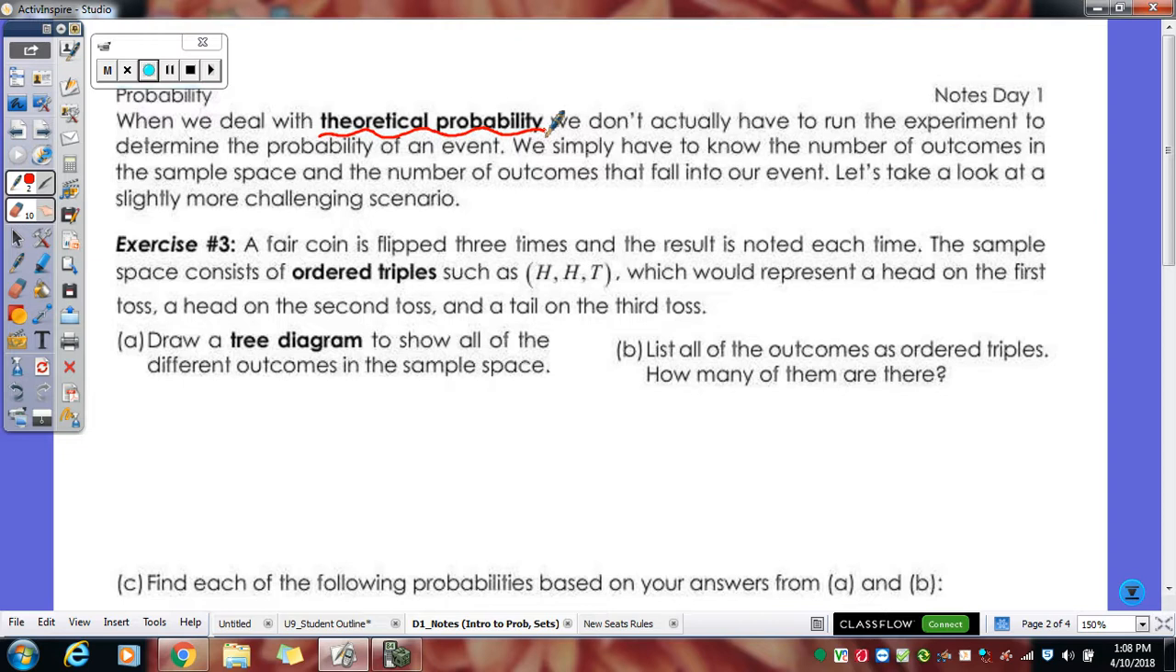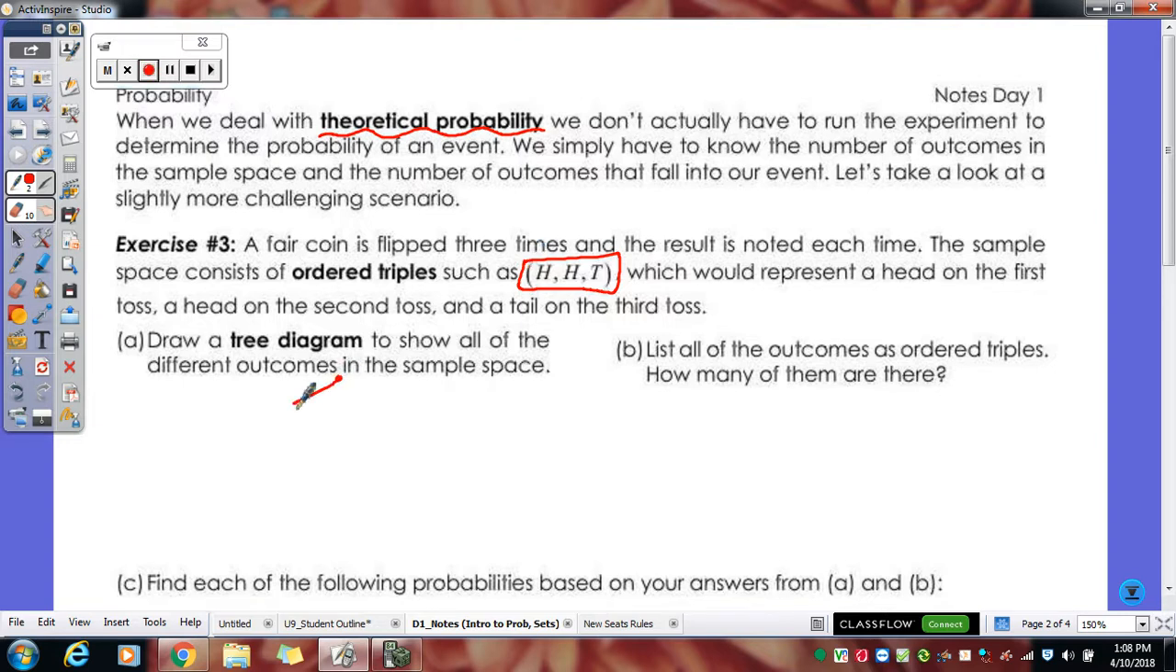So, exercise number 3. A fair coin is flipped 3 times and the result is noted each time. The sample space contains triples. Because you're flipping it 3 times, you have 3 potential outcomes, which would represent a head on the first toss, a head on the second toss, and a tail on the third toss. That's what this one represents here: we flipped a heads, we flipped another head, and then we flipped the tail. Draw a tree diagram to show all the different outcomes in the sample space by flipping a coin 3 times.